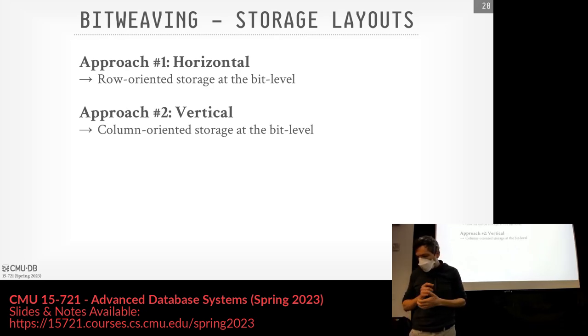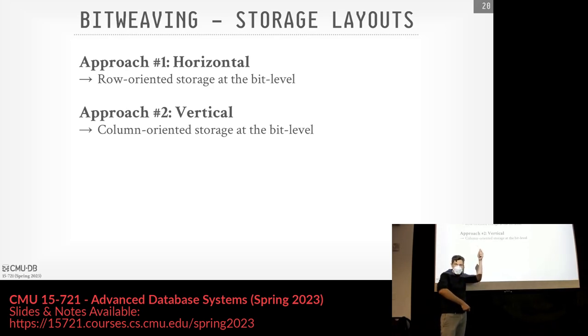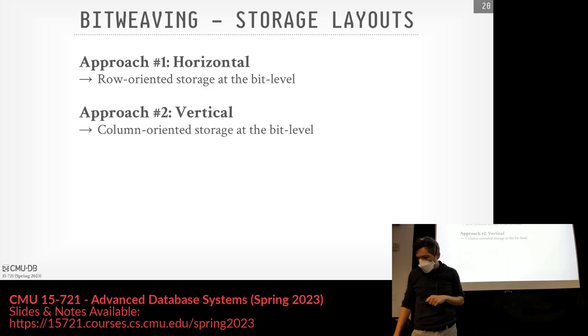So again, we're going to talk about the horizontal approach first. It's going to be row-based, but think of it as being for a single column. So even though we're storing the bits within a value in a row-oriented manner, it's assumed that it's on a single column, and the attribute will be stored in a columnar fashion, right? Think of it as a clever way to allow us to get better parallelism through vectorization because we're organizing bits.